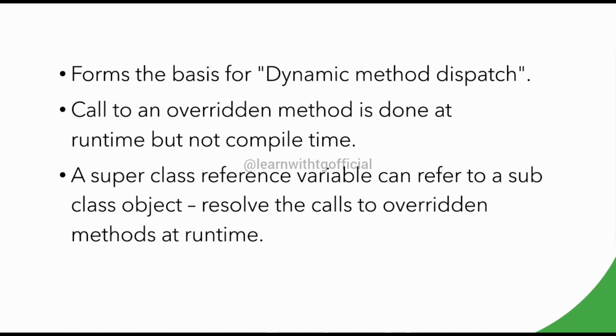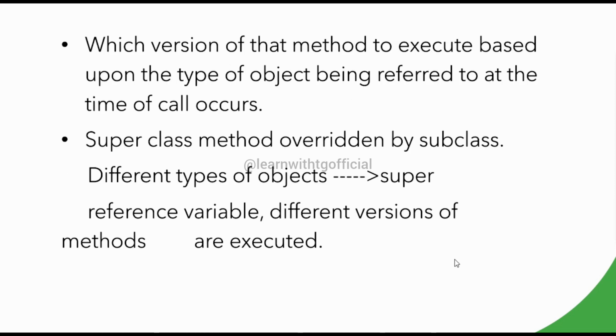Through this concept, Java implements runtime polymorphism. Here, we make use of the principle that a superclass reference variable can refer to a subclass object. Java uses this to resolve calls to overridden methods at runtime. Java determines which version of that method to execute based upon the type of object being referred to at the time the call occurs.